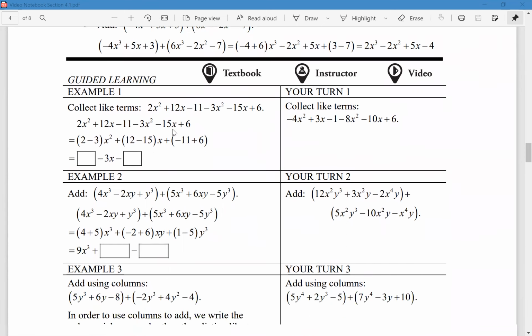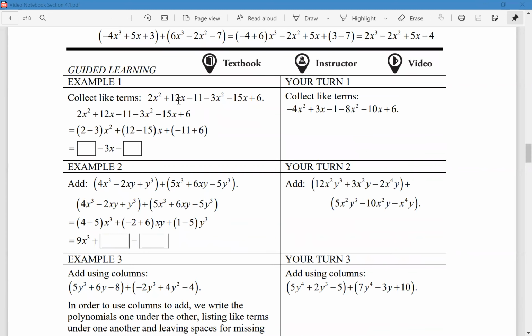Here's our example 1. Collect like terms. 2x squared plus 12x minus 11 minus 3x squared minus 15x plus 6. So I'm going to just circle the like terms, and then we'll see if we can figure out what's going on in the fill in the blanks here. So 2x squared minus 3x squared. Yeah, that's the 2 minus 3 going on here. So 2 minus 3 would be -1. So I would write -1x squared or just -x squared for that first term.